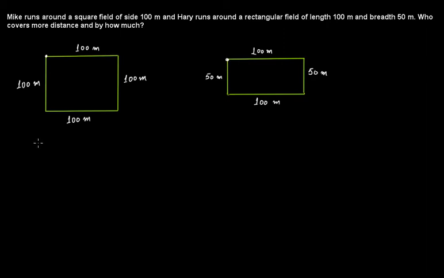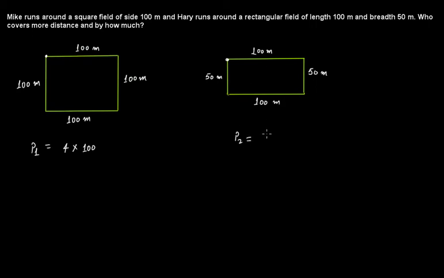So if the perimeter, in this case, let's denote it by P1. If this is a perimeter 1 for Mike, since it is a square field, so this will be 4 times what? 100. In this case, this will be P2. Let's denote it by P2. That is a perimeter for this one.